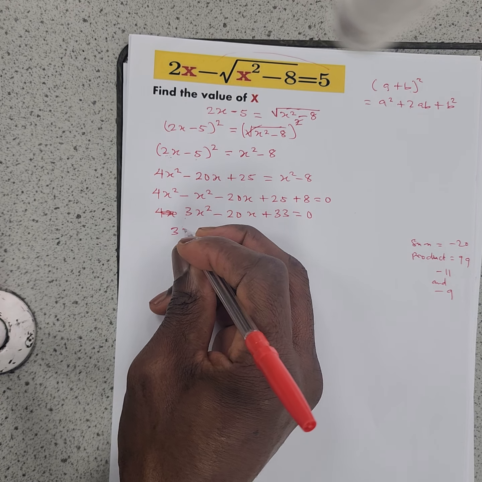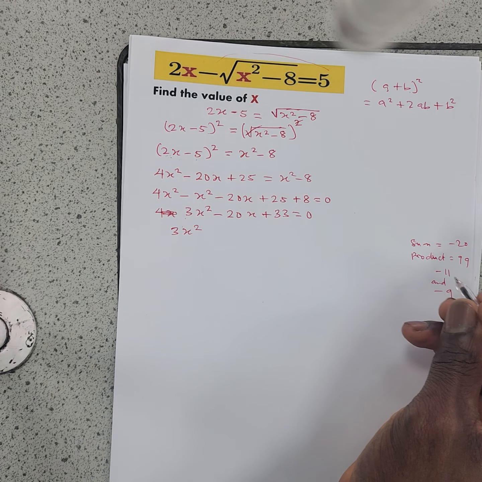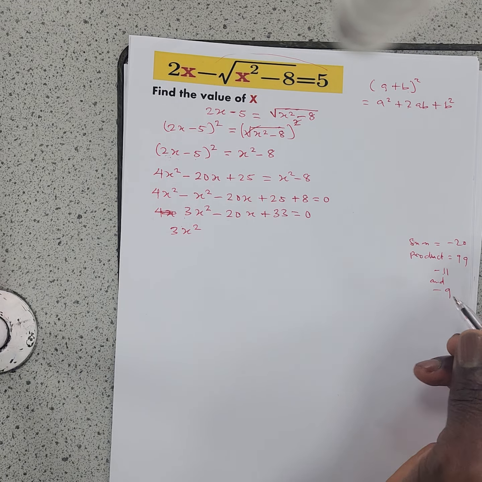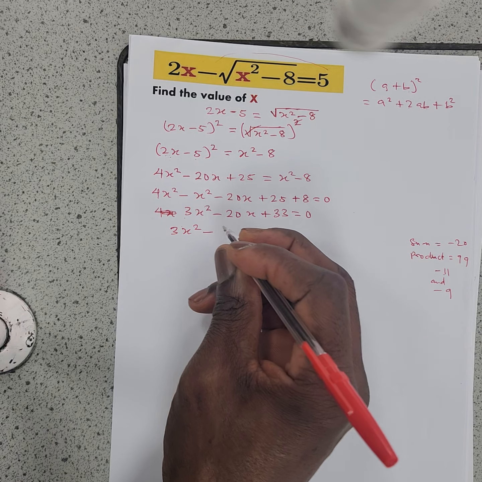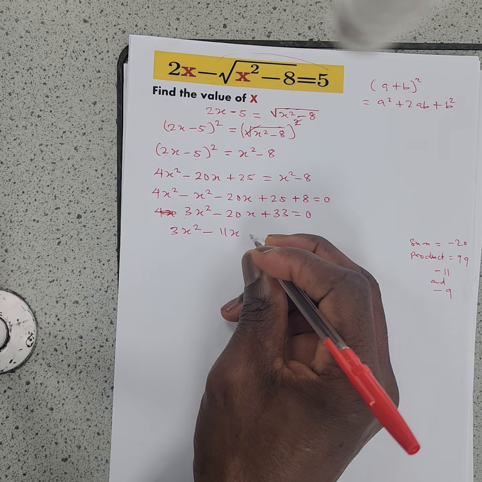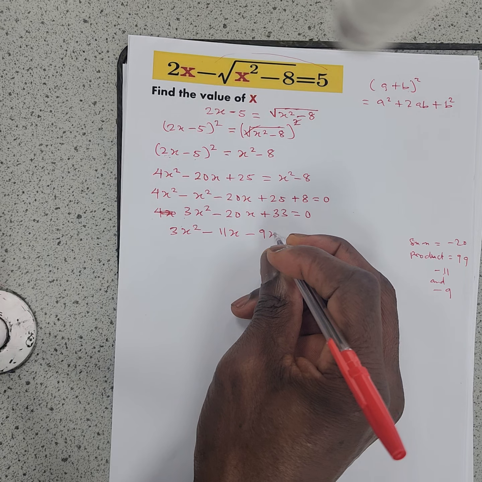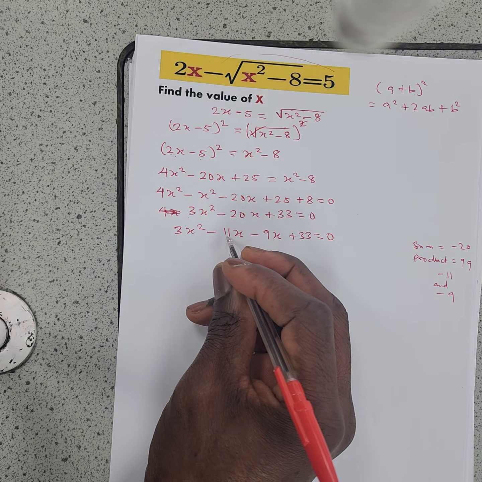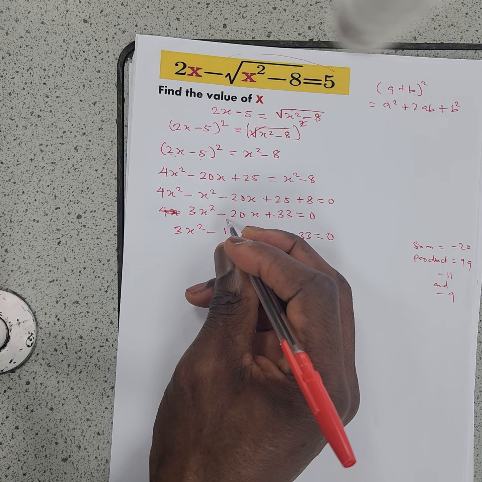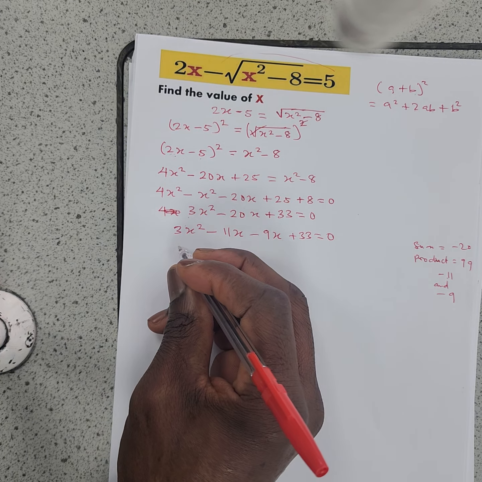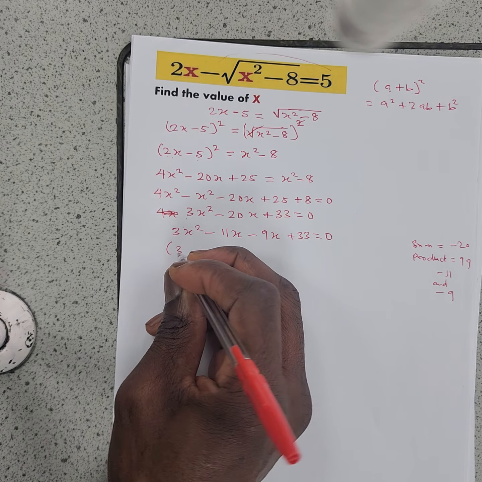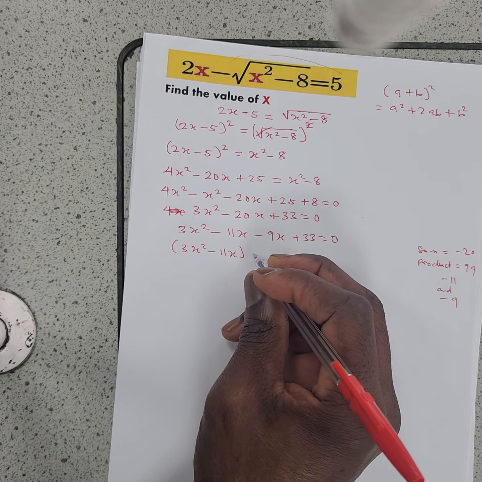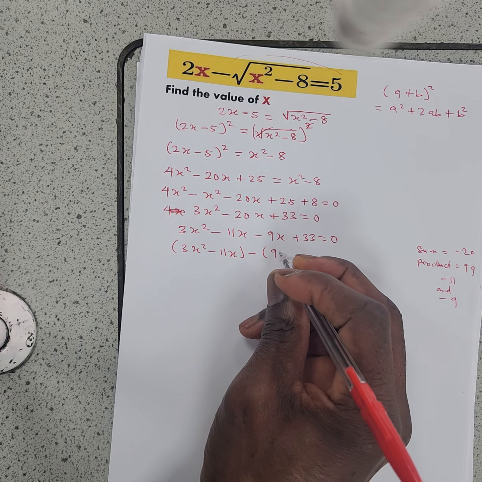So we can insert these factors into this expression. Remove this minus 20 and replace it with minus 11 and minus 9. That becomes minus 11x minus 9x plus 33 equals to 0. You notice that minus 11x minus 9x will still give you minus 20. Okay, so we can then factor out. We have 3x squared minus 11x minus, brackets open, 9x.